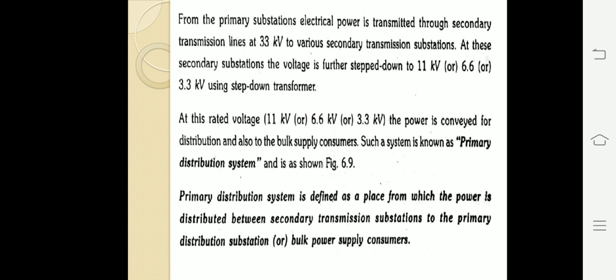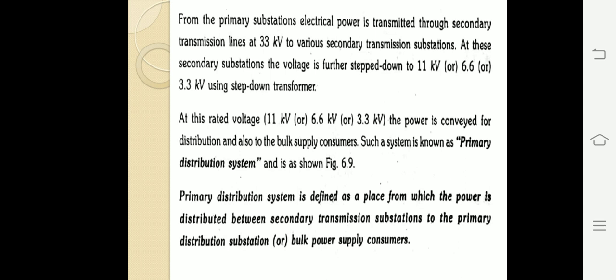From the primary substation, the electrical power is transmitted through secondary transmission lines at 33 kV to various secondary substations. At these secondary substations, the voltage is further stepped down to 11 kilovolts or 6.6 kilovolts using a step down transformer.